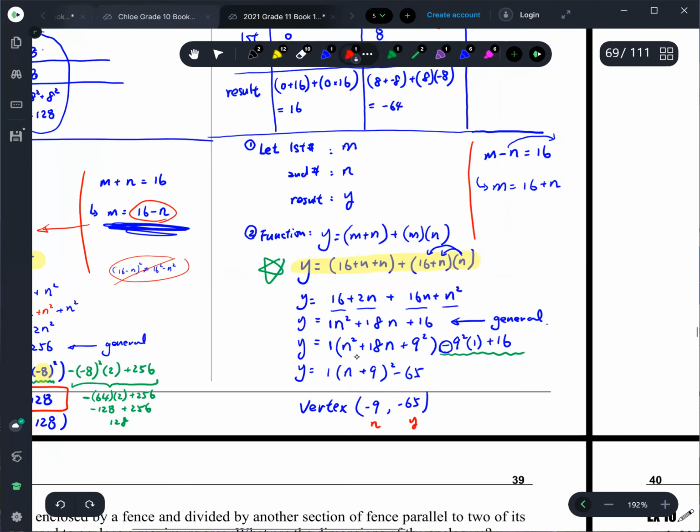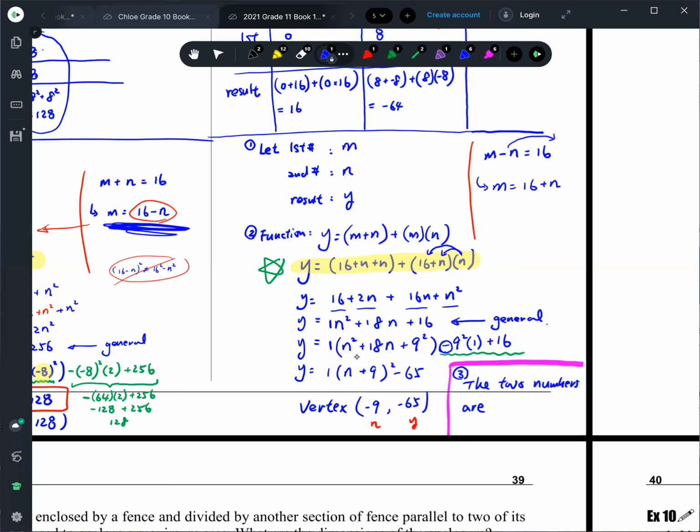So the two numbers, let's draw the answer box. Okay, so our step 3 is to write a statement, okay? The two numbers m and n are... okay, right. So what are the two numbers then? Geoffrey? Negative 9 and 65.